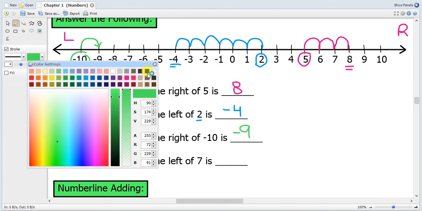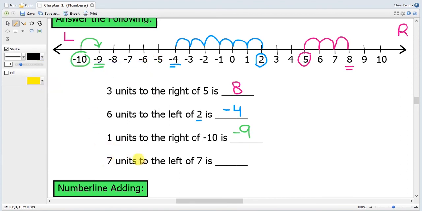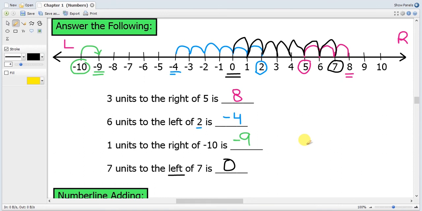And moving on to our last question, which is 7 units to the left of 7. So this is our 7. So we have to move 7 units to the left side of the 7, right? So let's start moving. 1, 2, 3, 4, 5, 6, and 7. So the number we landed on is 0. So yes, 0. Right? This is how you solve the questions on a number line.